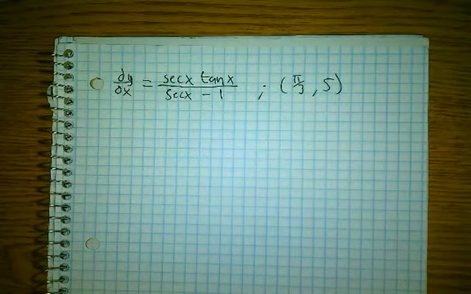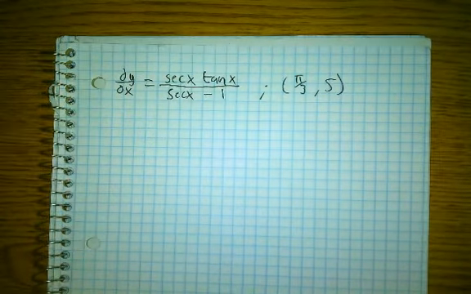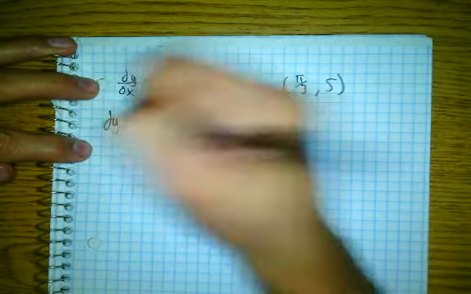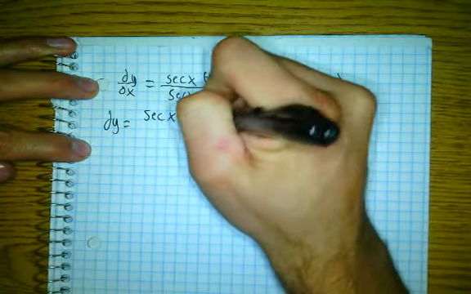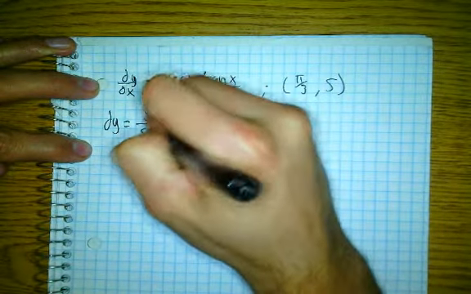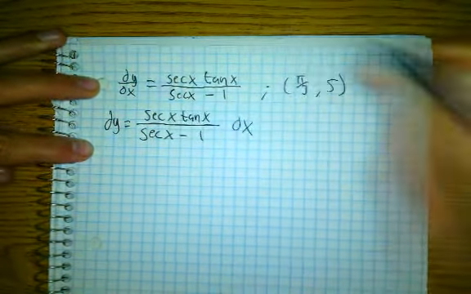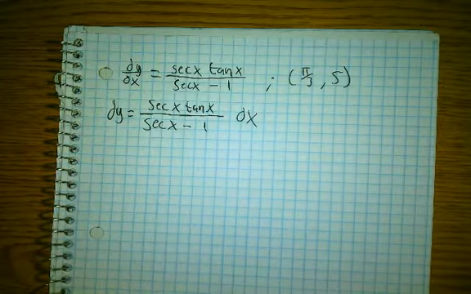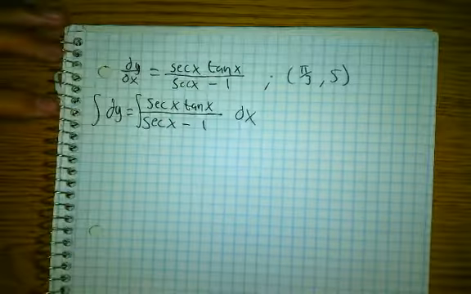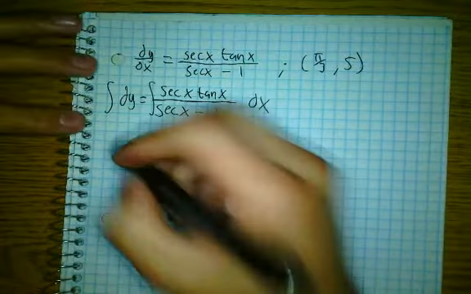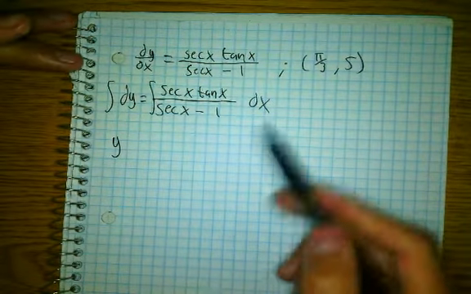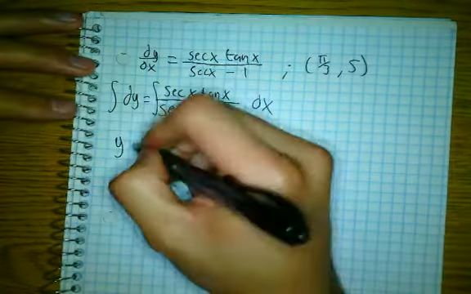So the first step to solve a differential equation is to get dx to the other side. And how am I going to do that? Multiply it. dy equals secant x tangent x over secant x minus 1 dx. Now this is starting to look a little bit more like what we've been doing. Now we're going to have to integrate both sides. If we integrate dy, what is that? Y. Just y. Technically it's y plus a constant, but we don't need to put it because we're going to get a constant on this side. Agreed? Okay.